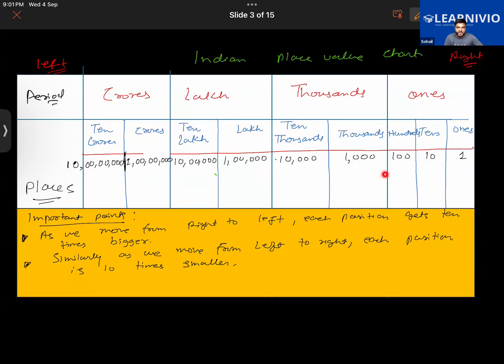When you move from right to left one step, the number becomes 10 times bigger. But if you take 2 steps, it becomes 10 times bigger two times, so 10 multiplied by 10 is 100. So 10,000 is 100 times bigger than 100. You can check that. Then tell me, lakh is how many times bigger than 100?